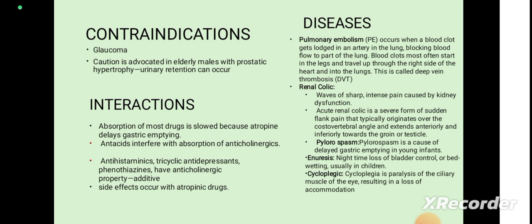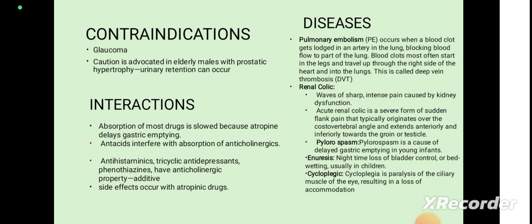Absorption of most drugs is slowed because atropine delays gastric emptying. Antacids interfere with absorption of anticholinergics and antihistaminics. Tricyclic antidepressants and phenothiazines have anticholinergic properties, that is an additive property. Then side effects can occur with atropinic drugs. So that was all about interactions.